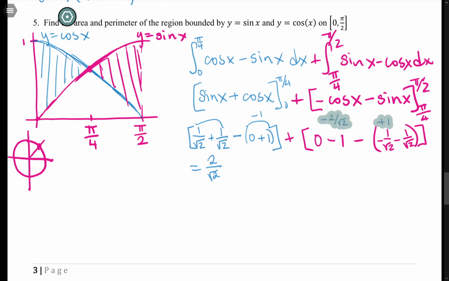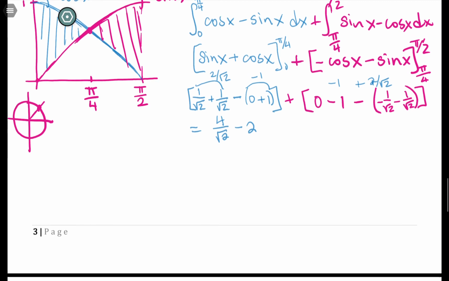So now, let's see what we're getting. Now I'm seeing 2 over root 2 minus 1 still, and then I have minus 1 plus 2 over root 2. And that means I get 4 over root 2, which again, you can actually simplify that. I'm not hugely worried about if you do, minus 2. Okay, so there is my area calculation.